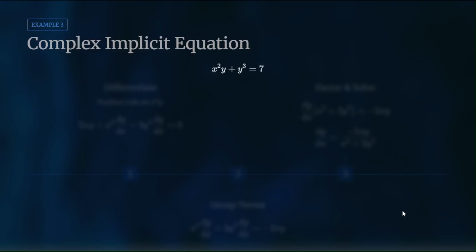Now let's take it up a notch. In this example, we'll want to differentiate x squared y plus y cubed equals 7. This example combines the product rule with multiple y terms. So first, let's apply the product rule on x squared y. So that will be 2x times y plus x squared times dy/dx plus 3y squared times dy/dx equals the derivative of 7, which is 0.